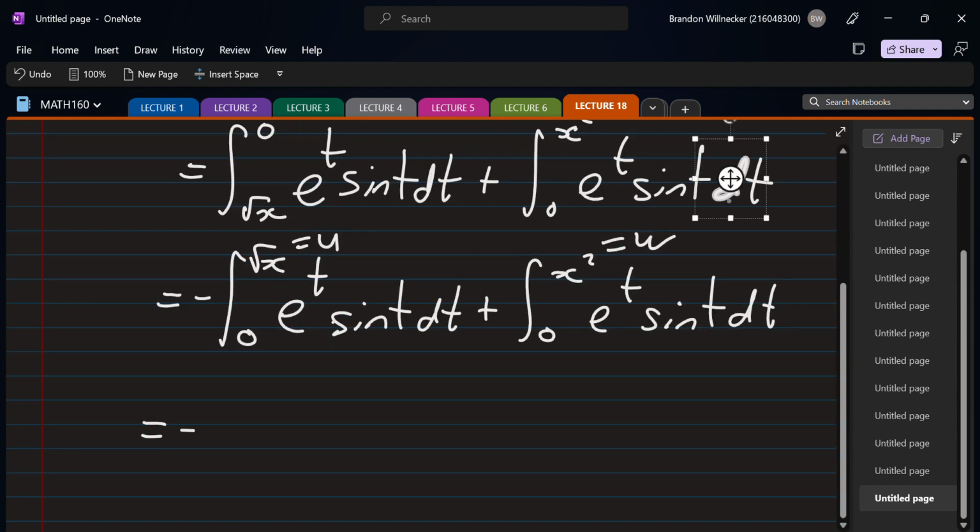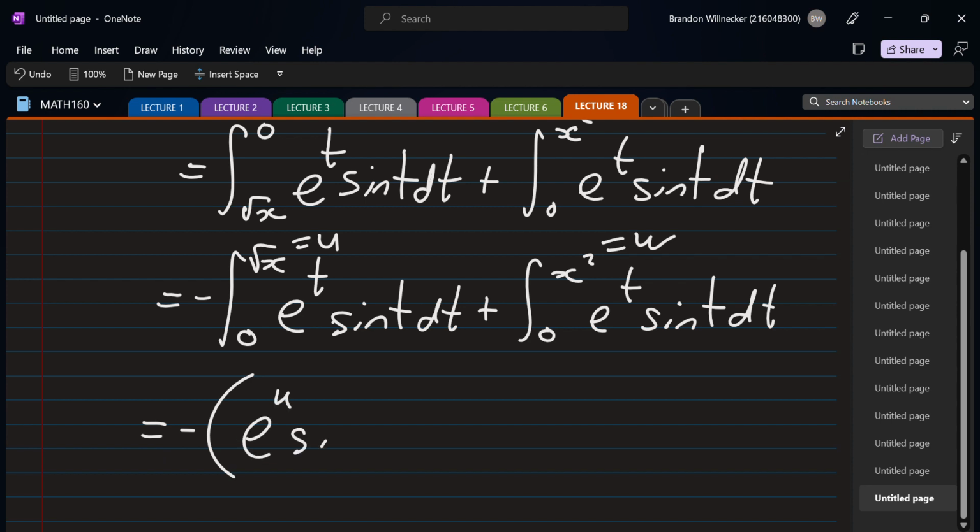Okay, so we've got the minus out in front. D by du, that means it cancels and we put u in place of t. So it will be e to the u sine u, and then now we need to do the du by dx part. So u is root x, d by dx of that will be 1 over 2 root x. Okay, and we can leave that as our first term. That bit's done.